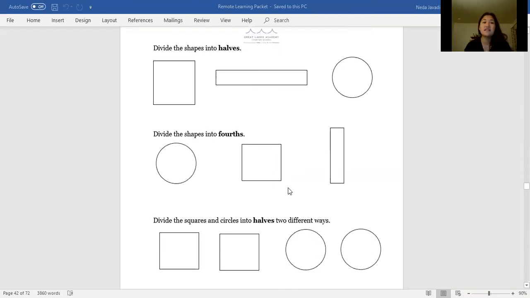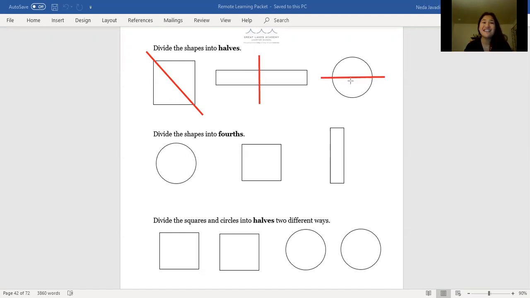Next, we are going to work on dividing the shapes into halves. Pause the video and divide or cut the square, rectangle, and circle into halves. Cool. Now that you did that on your own, let's do it together. Your square might look something like this. Your rectangle might look something like this. And your circle might look like this.